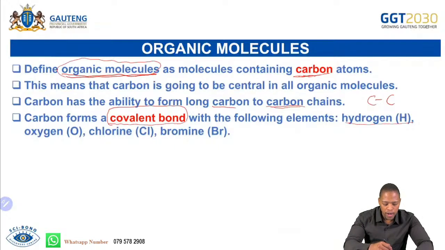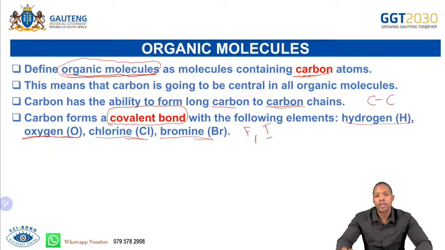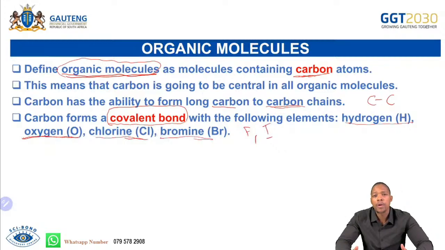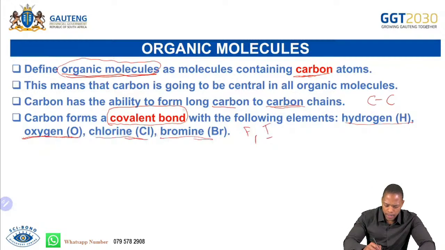You will also find it forming a covalent bond with oxygen atoms. We will also find it forming a covalent bond with chlorine and bromine. It also forms with fluorine and iodine. However, we are going to be focusing mostly on chlorine and bromine, because those are the ones that are mostly focused on at our level, technical science grade 12. So this brings about the question, what do you mean by a covalent bond? What is a covalent bond?